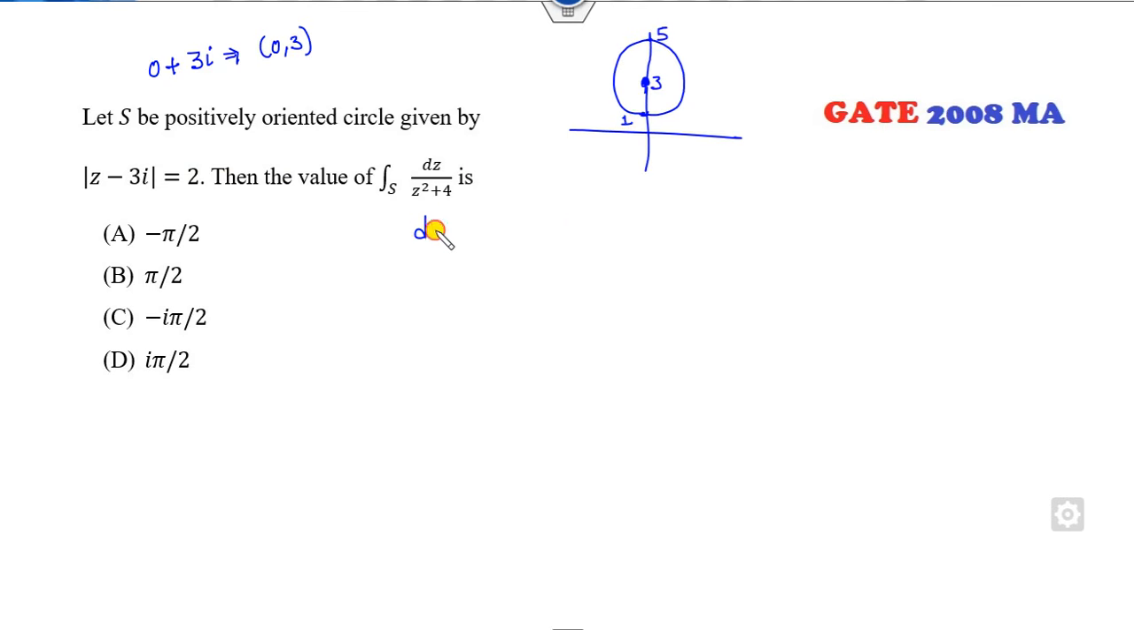So can you find the poles of this? I can write this as (z plus 2 iota)(z minus 2 iota). So what are the poles? The poles are 2 iota and minus 2 iota. The coordinate of this is (0, 2), and (0, 2) lies inside. The coordinate of the other is (0, minus 2), and (0, minus 2) lies outside. So the only pole is this one here.